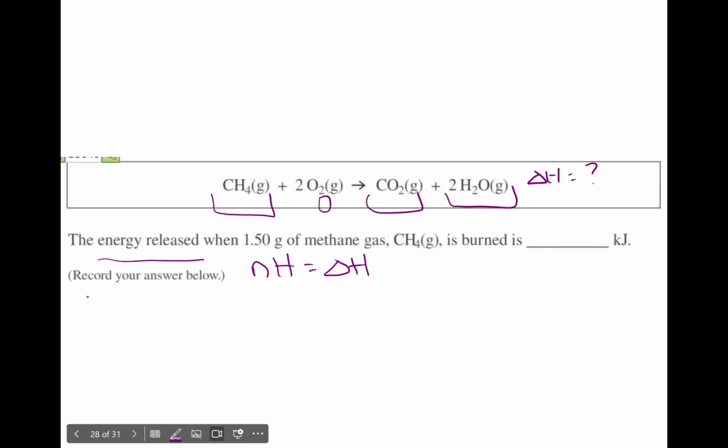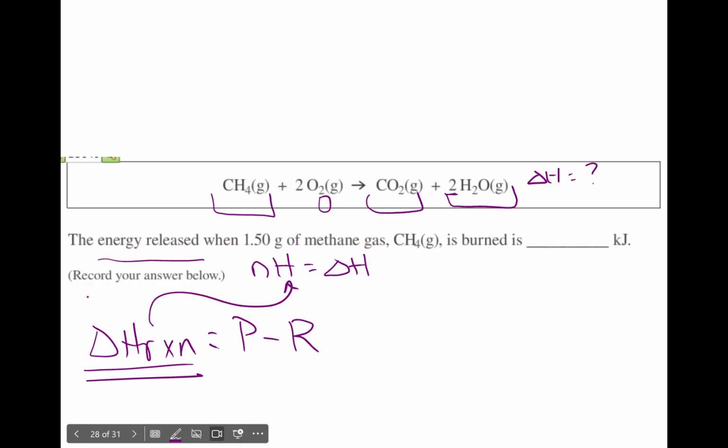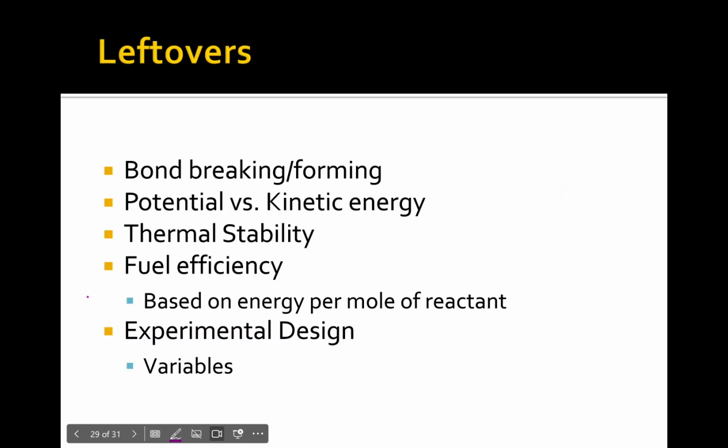And then for water in the gas state, this one would need to be multiplied by 2. Then to find delta H of the reaction, you're going to get the sum of the products and subtract the sum of the reactants. Then whatever answer you get here, that's going into delta H of the formula. This 1.5 grams, we need to turn that into moles using the molar mass of methane. Then we can multiply to get that energy released.